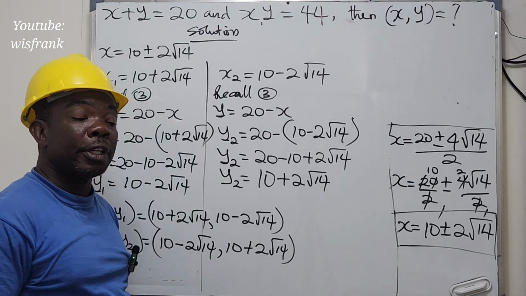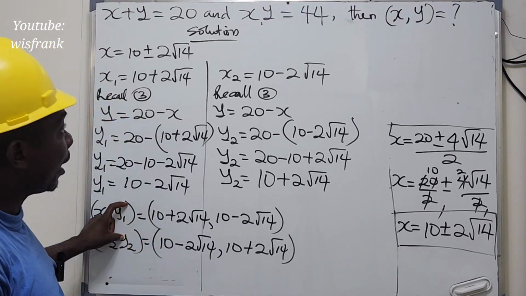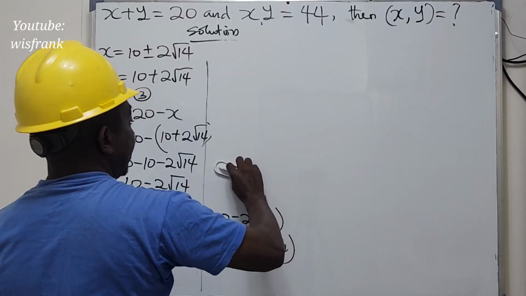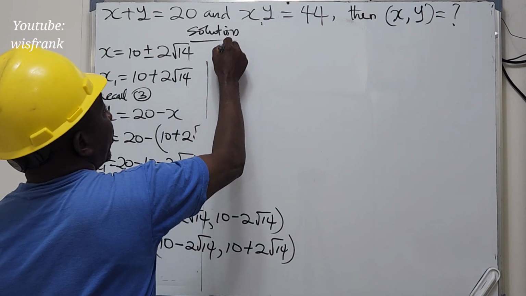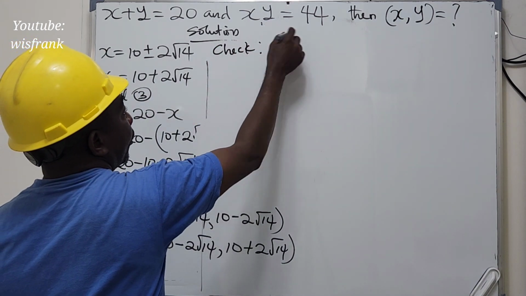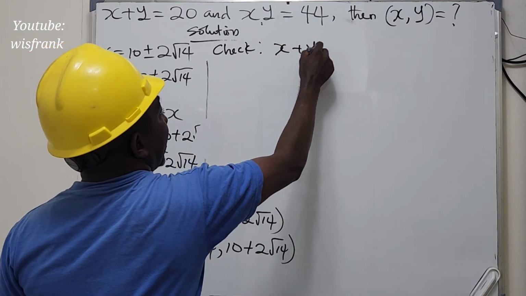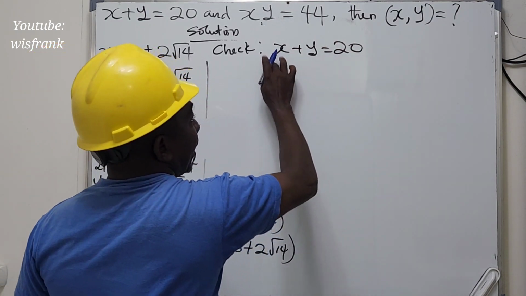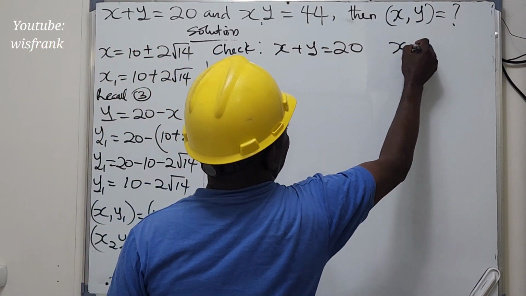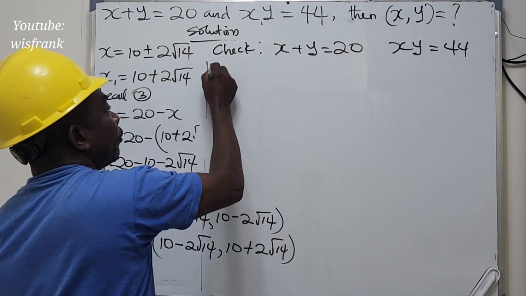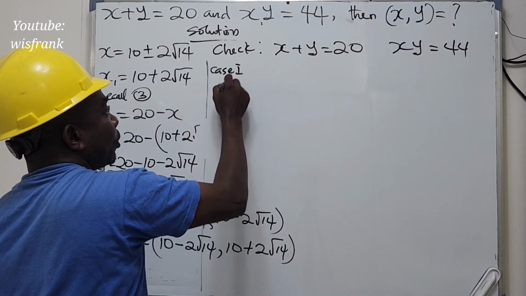But we can do a little check to see whether these values satisfy the question. Before we do that, we need to clean this. We carry out a little check because we are given x plus y equals 20, that is the first case, and the second case, xy equals 44. Let's check the first case, which is case 1.